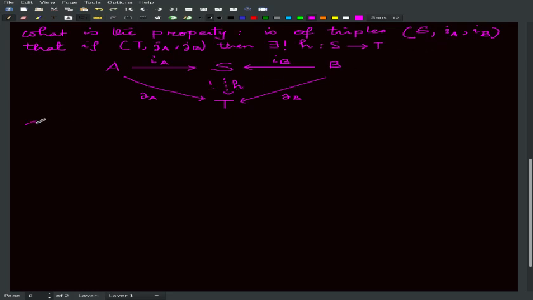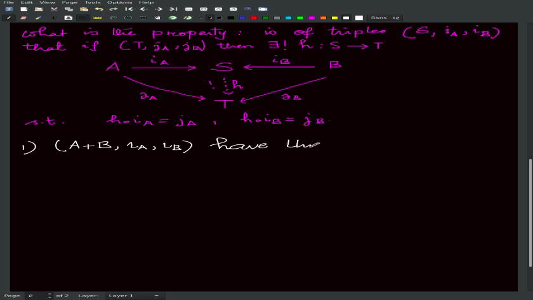Such that H composed with iota A is JA, and H composed with iota B is JB. Now what do I mean by it being the characteristic? We have shown one thing: that the triple A plus B, the disjoint union, and the coproduct injections iota A, iota B have this property. We have shown that, right?